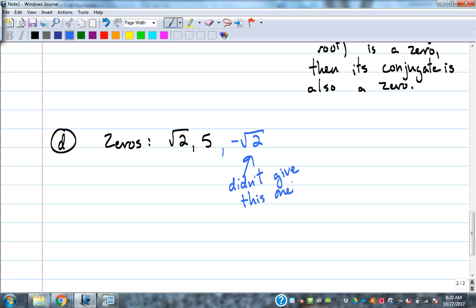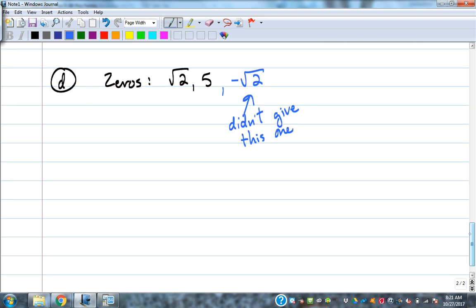But you've got to know it's there. Because if the square root of 2 is there, then the conjugate to that, the opposite, the negative. So this takes care of the plus. This one takes care of the minus for the plus or minus in front of a square root. So you've got to know that that's there, and you've got to be able to recognize that.